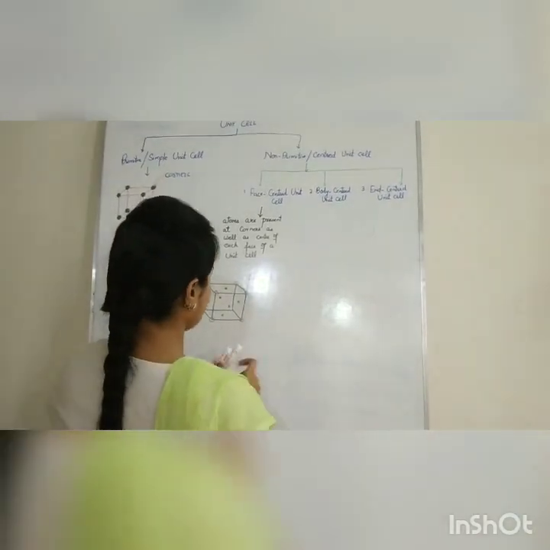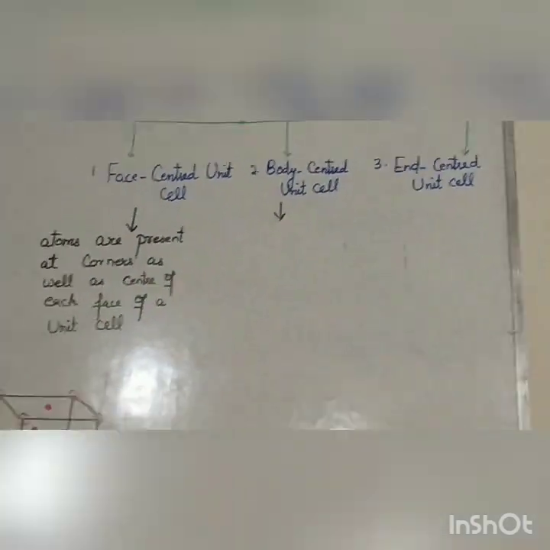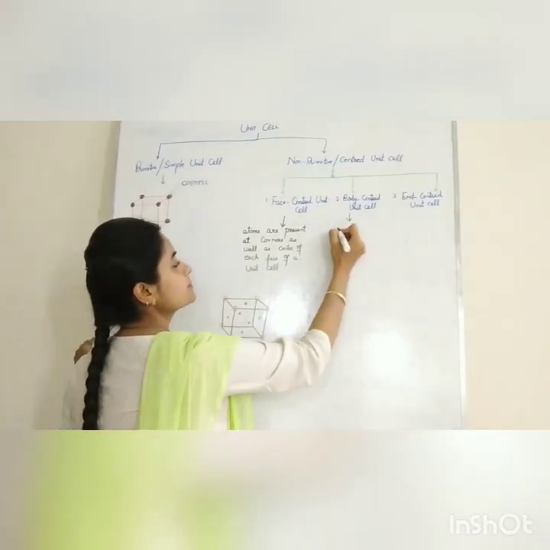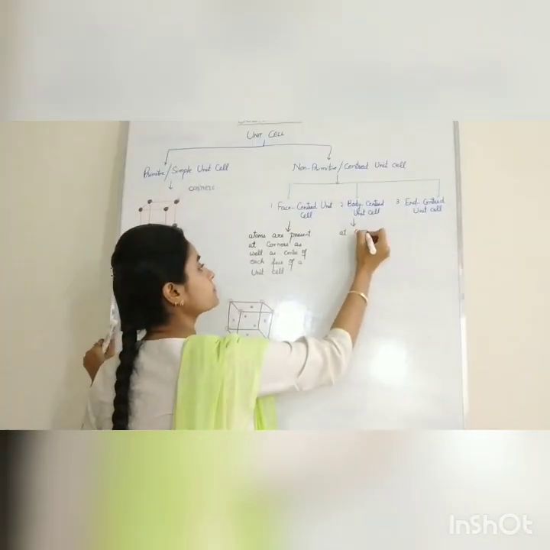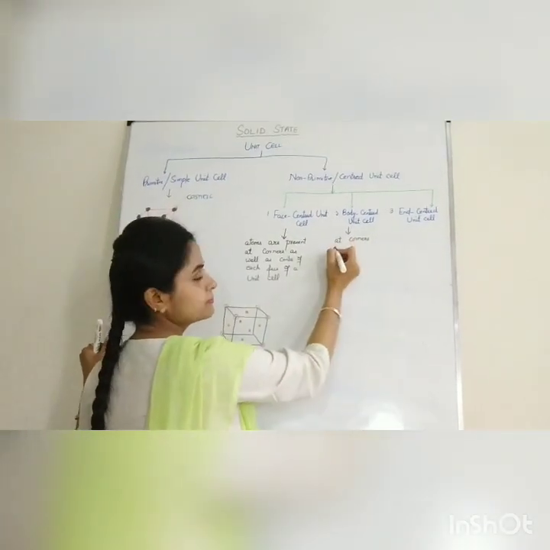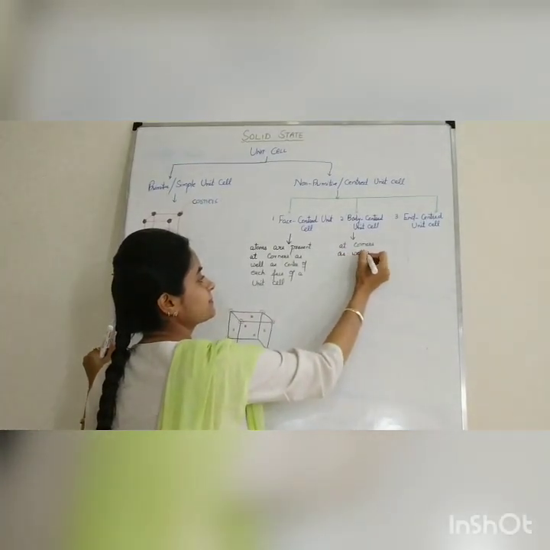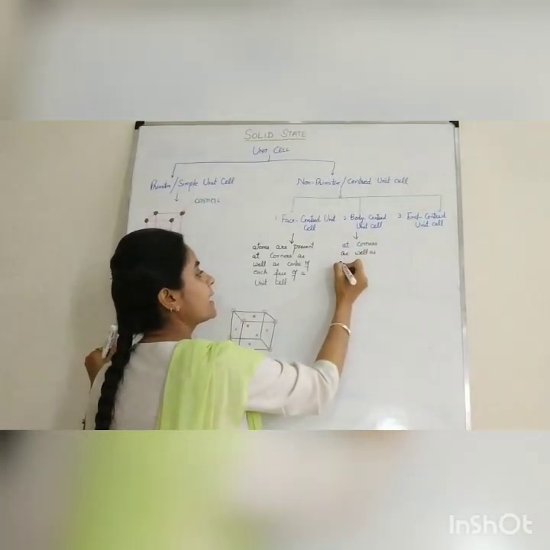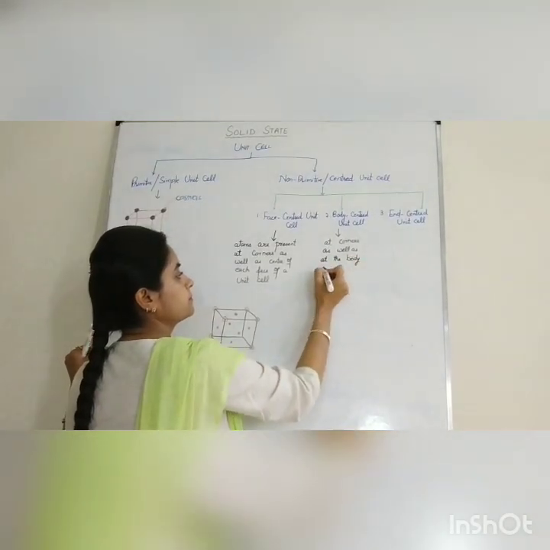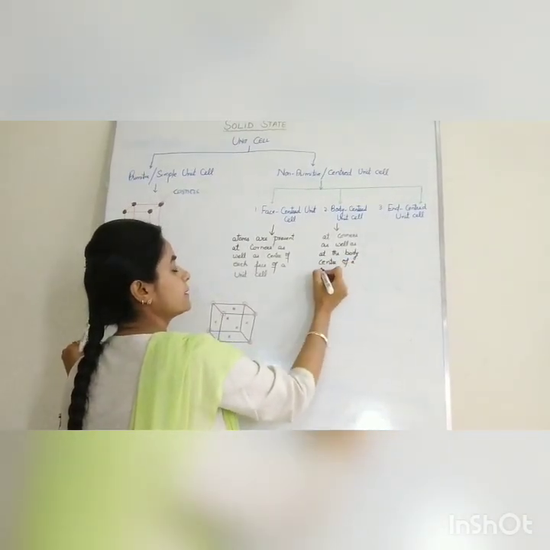Now body-centered unit cell. In body-centered unit cell, atoms or constituent particles are present at the corners as well as at the body center of a unit cell.